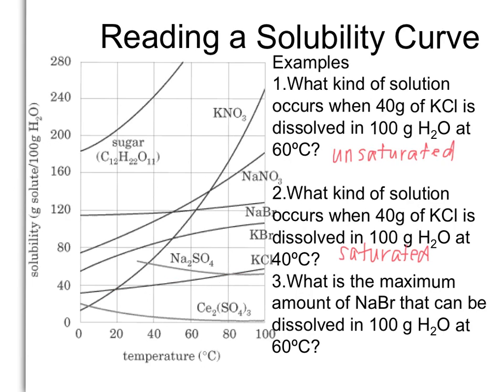The third question says, what is the maximum amount of sodium bromide that can be dissolved in 100 grams of water at 60 degrees Celsius? So this time, there is no data point. We need to figure out what that data point is. So we're going to go over to 60 degrees Celsius, and we're going to go up until we get to the sodium bromide line, which is right here. And you can see that 120 grams is the maximum amount that can dissolve in 100 grams of water.